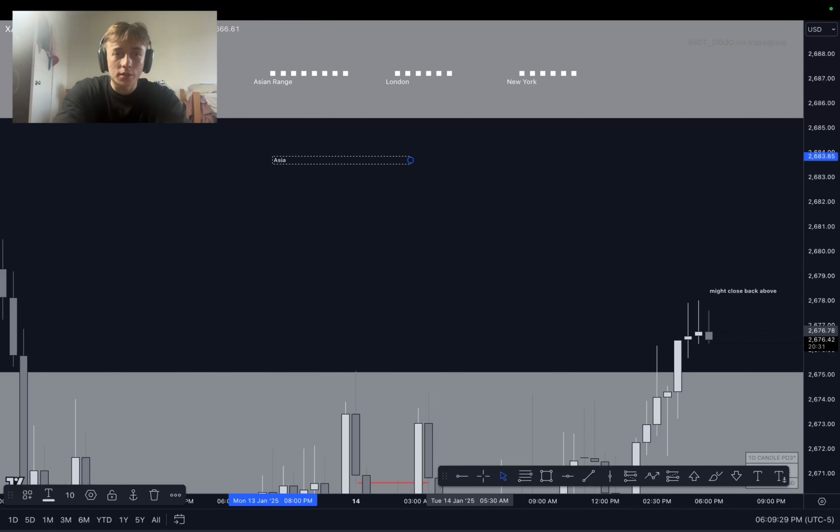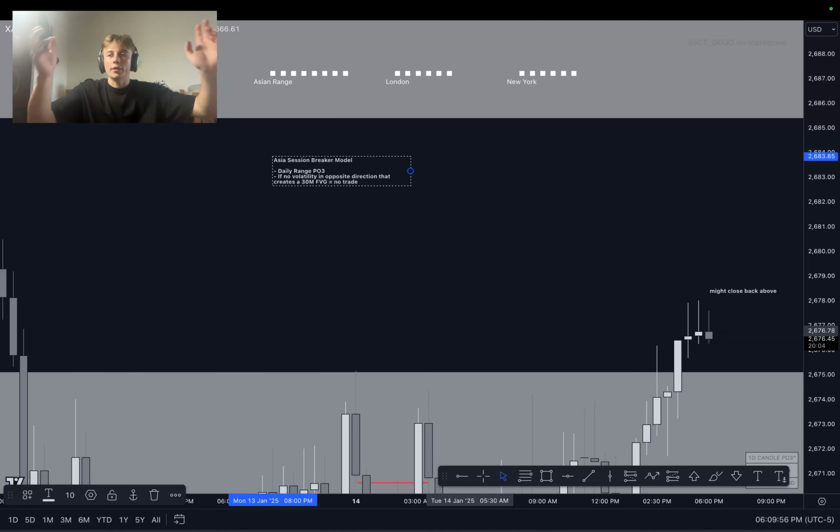So, Asia session breaker model. It's a good model because you're trading off the daily range. You're looking for the PO3. It's a good model because if there's no volatility, that creates a 30-minute fair value gap. Then simply no trade. You're simply waiting, right? You don't have to be on the charts like this waiting.